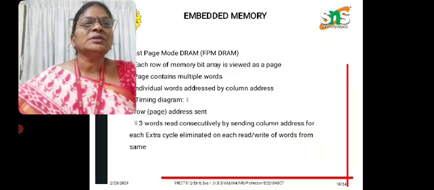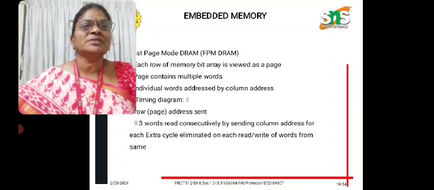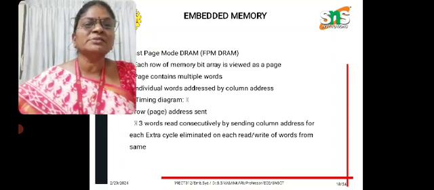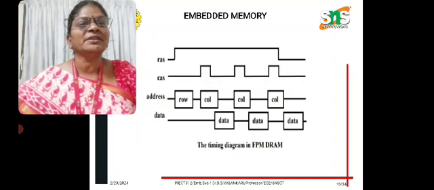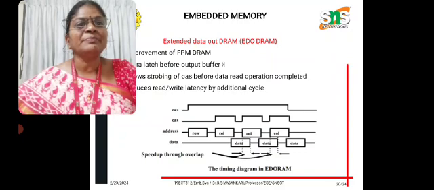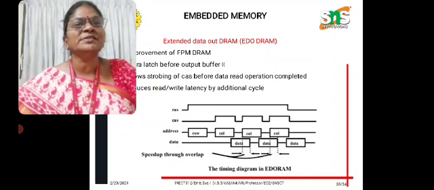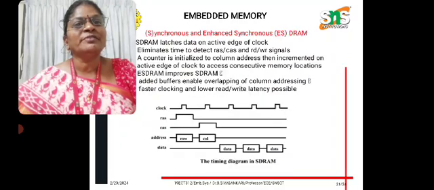Okay, so for embedded memory, the first DRAM type is FPM DRAM, in which 3 words are read consecutively by sending only the column address for each extra cycle, eliminating the row address on each read or write of words from the same row. This is the timing diagram which shows the FPM DRAM. And the second one, extended data out, EDO DRAM. This is the timing diagram of EDO DRAM, which is an improvement of FPM DRAM, and it has a latch before the output buffer.